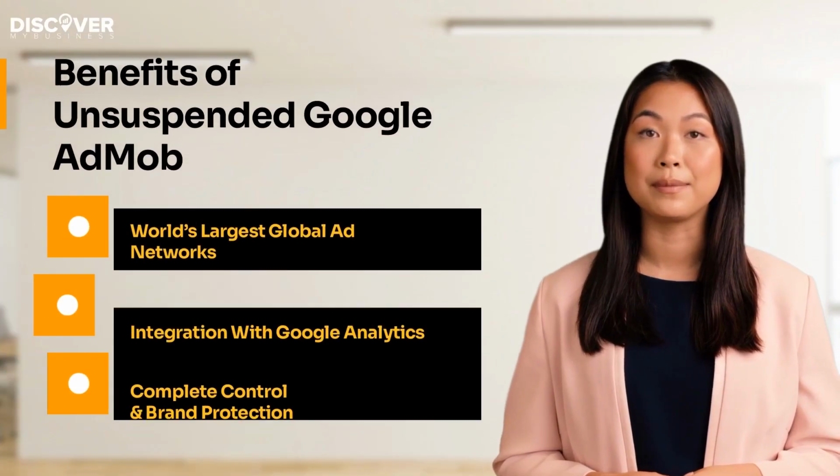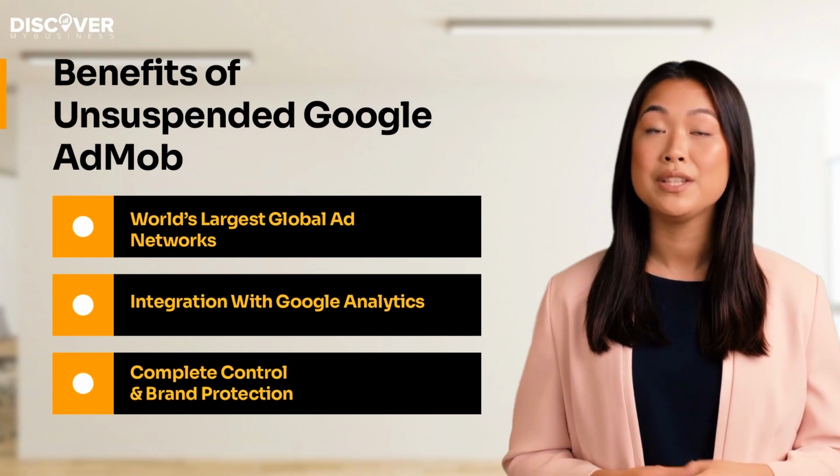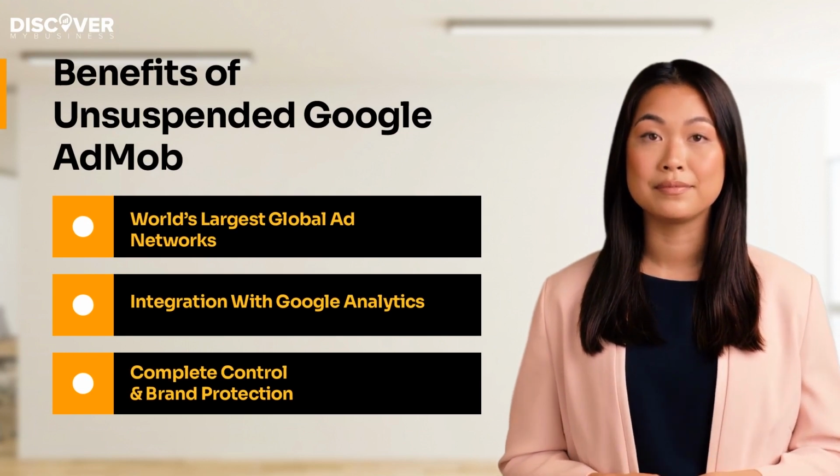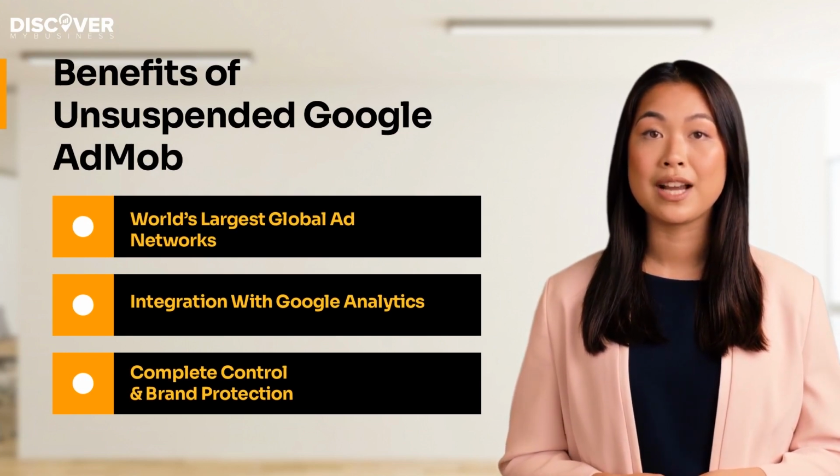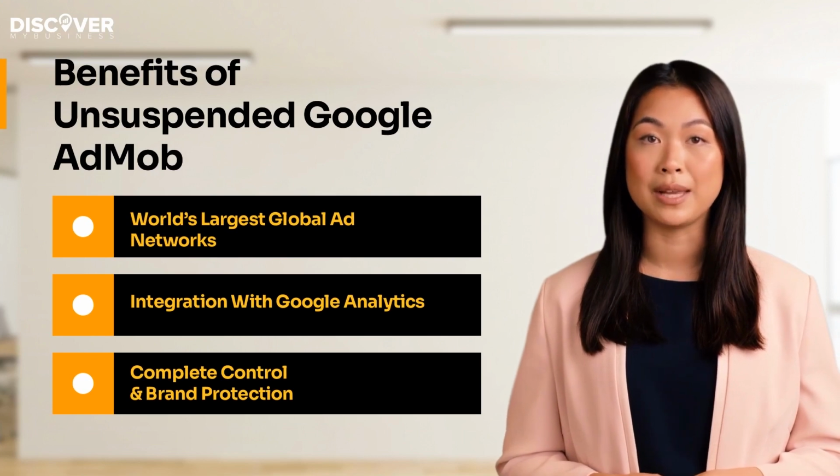Google AdMob is the best way for app owners to control the types of ads that they display. This allows them to protect their brand and ensure that their users are getting the best possible experience.